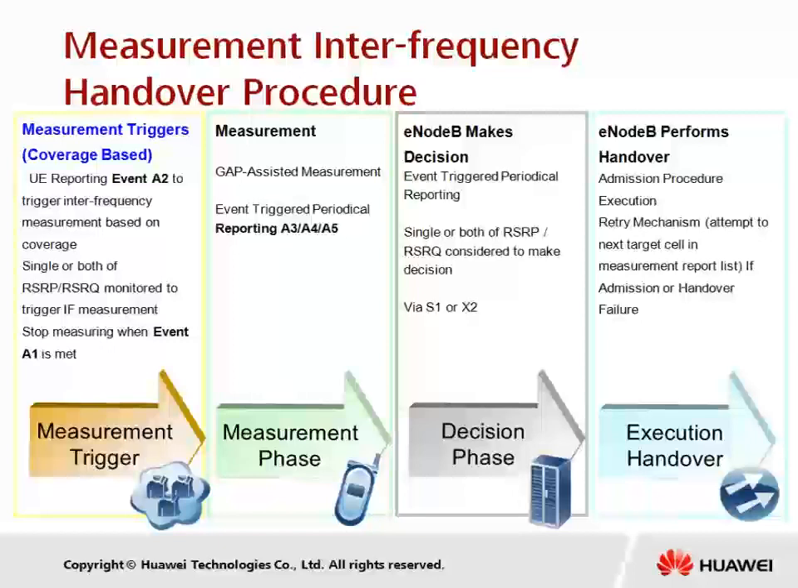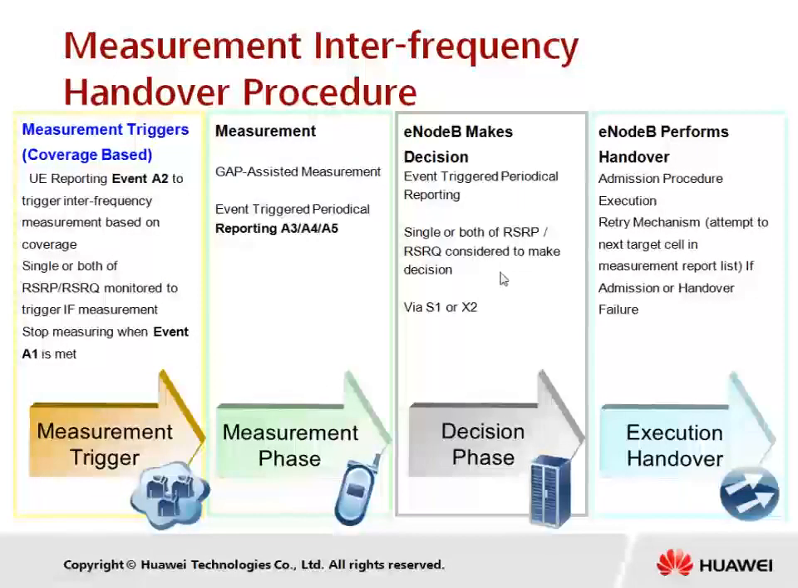And the user will be measuring the neighboring cell, and by default, event A4 is used for sending the report. The user will stop measurement if event A1 is met, meaning the user sends event A1 to stop the measurement. During the measurement, which is called gap-assisted measurement, the reporting mode is event-triggered periodical. Event A3 could be used for coverage-based interfrequency handover, whereas for the other types of handover, it has to be selected between event A4 and event A5.